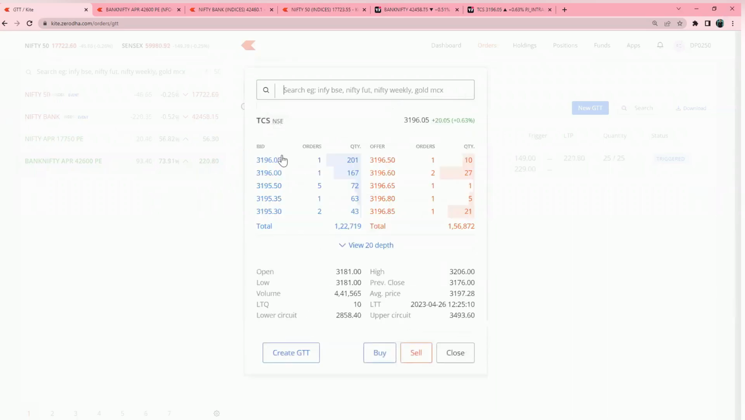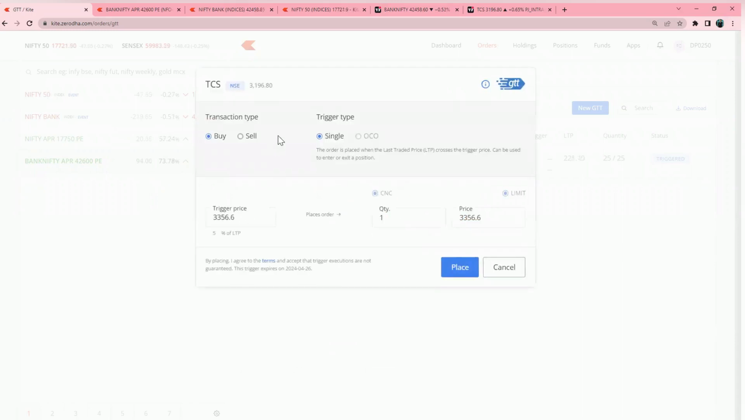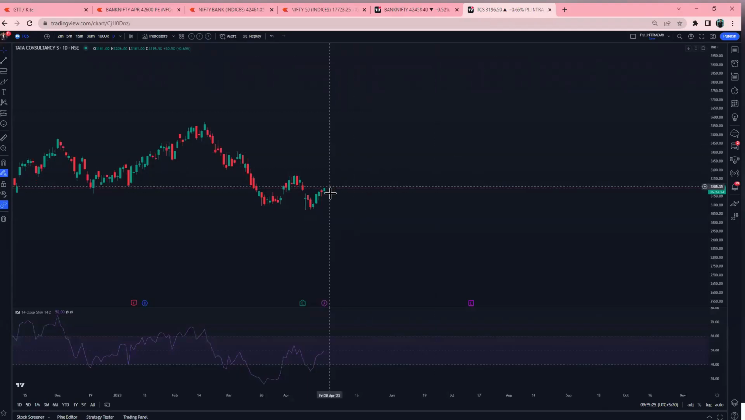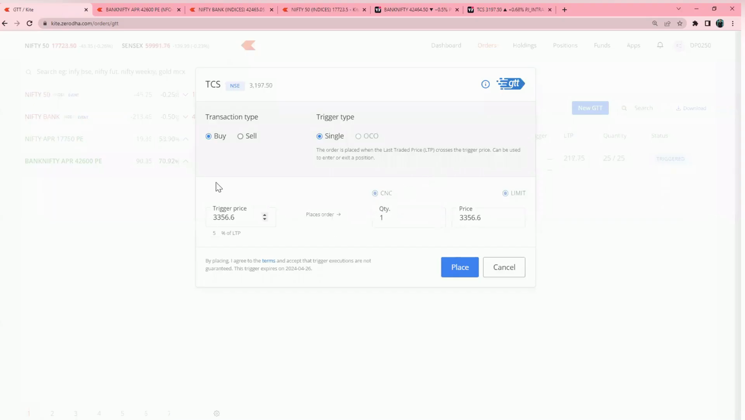So how do I place the GTT order? Search for TCS, Tata Consultancy Services. Click on add, click on create GTT. We are creating an order type here called GTT order. Now what do I have to do? I want to buy it, so I select transaction type as buy and trigger type as single. What is the price I want to buy at? I want to buy it when the price comes to, let's say, 3,150. The current price is 3,197, but I want to buy it at 3,150.